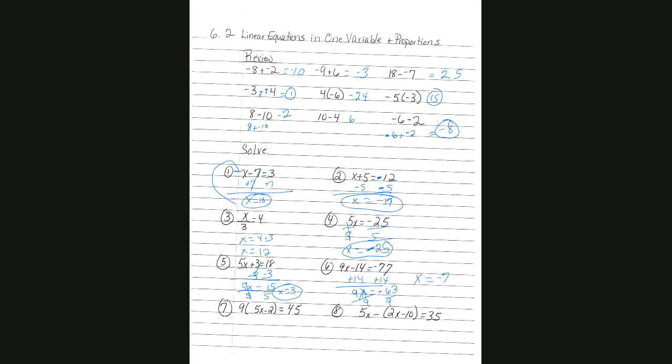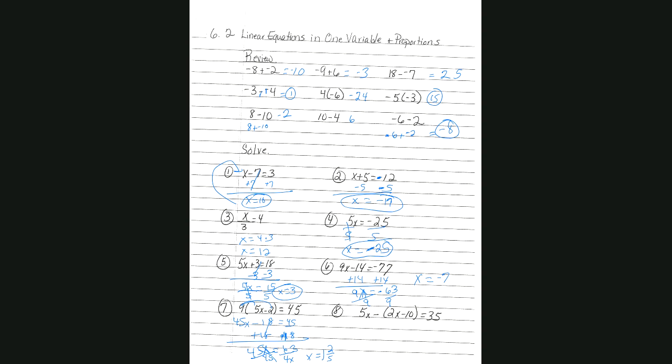All right, number 7, you have to do the distributive property. So you're going to multiply 9 times 5 and get 45x minus 18 equals 45. Multiply everything. Now I'm going to add 18, and now have 45x is equal to 63. Oops, that's plus 18. Now you're going to divide by 45 because your goal is still to get x by itself. So x is equal to, when you divide that out, you get 1 2/5.